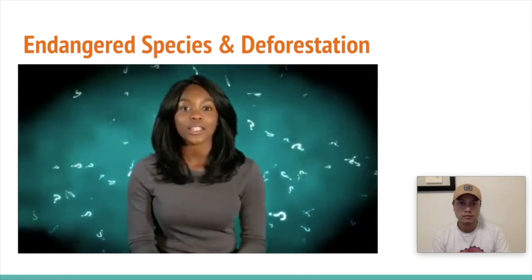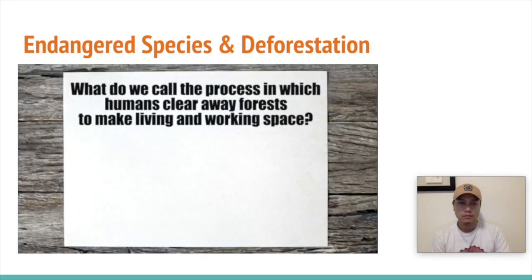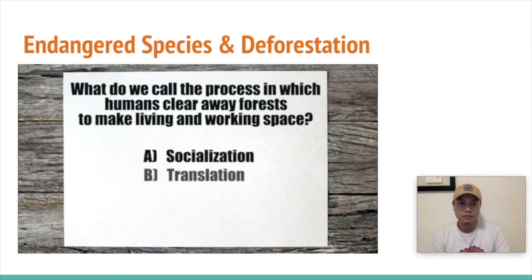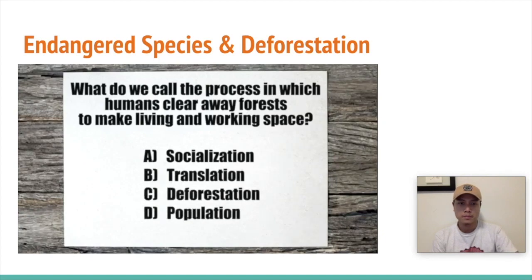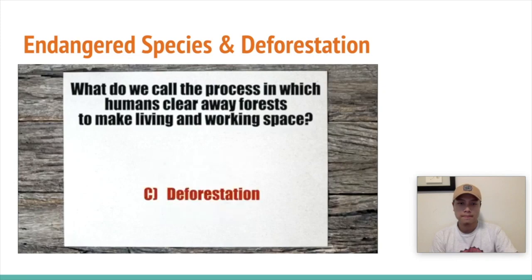Here's question 1. What do we call the process in which humans clear away forests to make living and working space? A. Socialization. B. Translation. C. Deforestation. D. Population. The correct answer is C. Deforestation is when forests are cleared away.